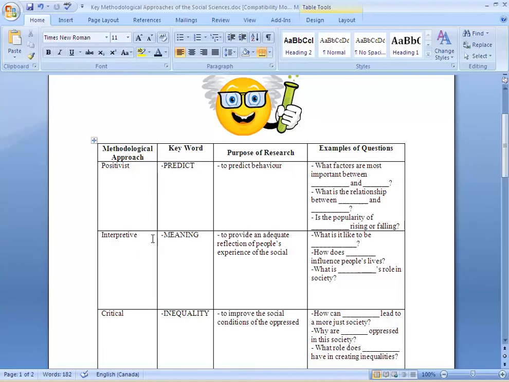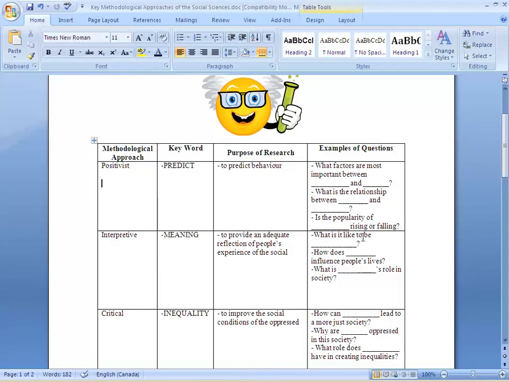Okay, interpretive. The key word here is meaning. And it's very much like the symbolic interactionist approach. So the purpose is to provide an adequate reflection of people's experience of the social. Okay, so what's going on, and what is it like to be a teacher? What does it mean to have a shoulder touch? What does it mean to have a first date kiss?